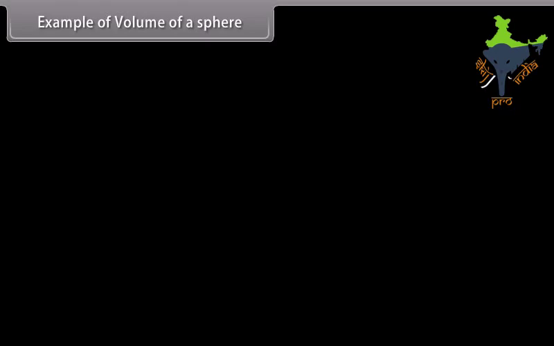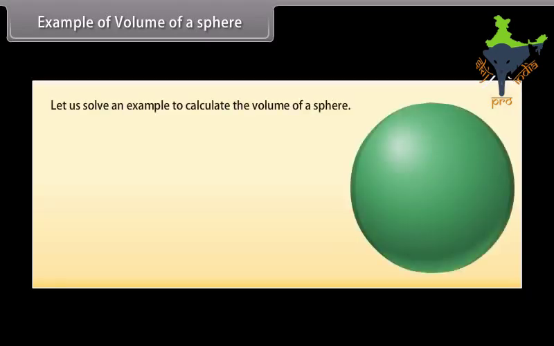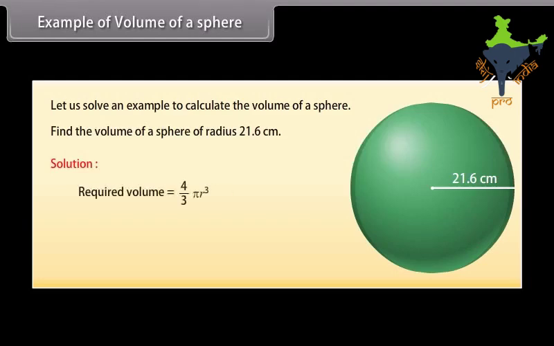Example of volume of a sphere. Let us solve an example to calculate the volume of a sphere. Find the volume of a sphere of radius 21.6 cm. Solution. Required volume is equal to 4/3 pi r³, which is equal to 4/3 into 22/7 into 21.6 into 21.6 into 21.6 cm³, which is equal to 42230.34 cm³.